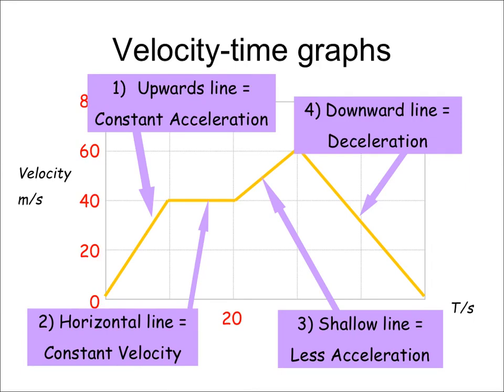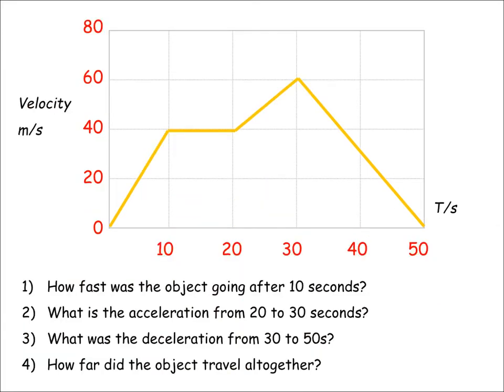Okay, this is a general graph showing it all together in a sort of journey. First you accelerate, then you travel at constant speed, then you accelerate again, and finally you decelerate down to your destination. Now, why do we draw these graphs? Well, it's very easy to represent a journey. Here are some easy questions. How fast was the object going after 10 seconds? 10 seconds was going at 40 meters per second.